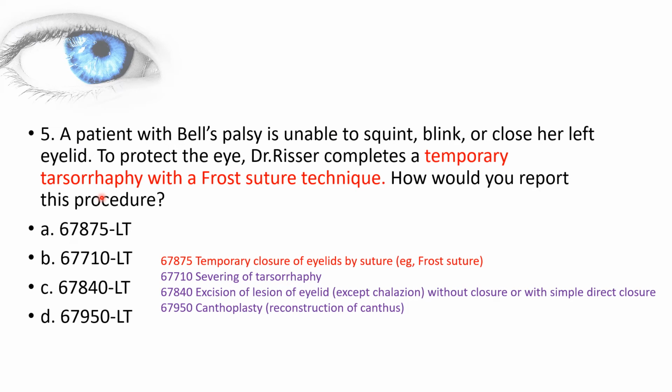The codes given here: 67875 temporary closure of eyelid by suture, frost suture. 67710 is severing of tarsorrhaphy. 67840 is excision of lesion of eyelid. 67950 is canthoplasty. So here clearly it is mentioned temporary tarsorrhaphy with a frost suture technique. So the answer is 67875. That is left eyelid.